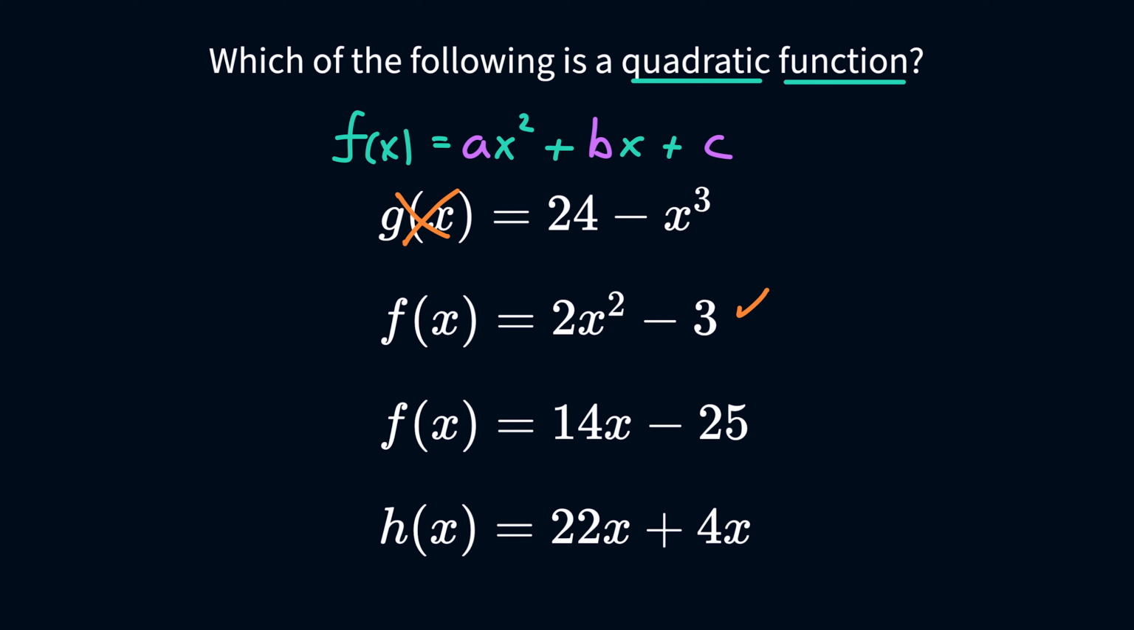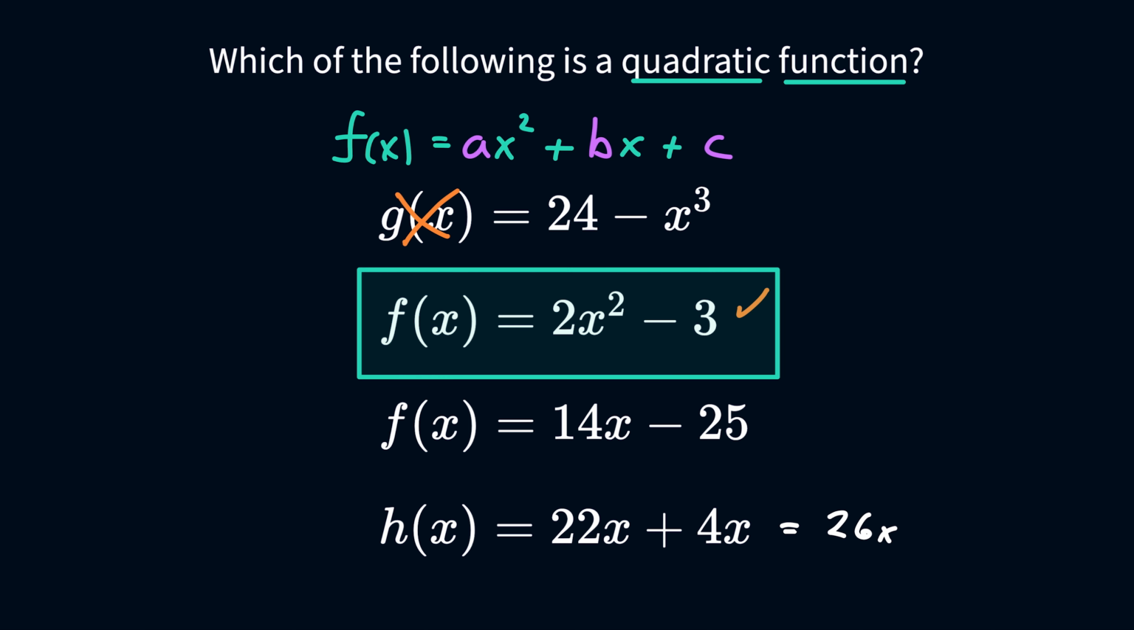And then last but not least, we have our 22x plus 4x. We would probably want to simplify this a little bit. If there's any kind of simplification you can do, I would do that before we make a determination. It turns out that we can combine these two terms because they are alike and they have the same base. So that's going to be a 26x. And again, it's not squared. It's just 26x, so that's probably not the answer. So we really see that our answer here is going to be the 2x squared minus 3.